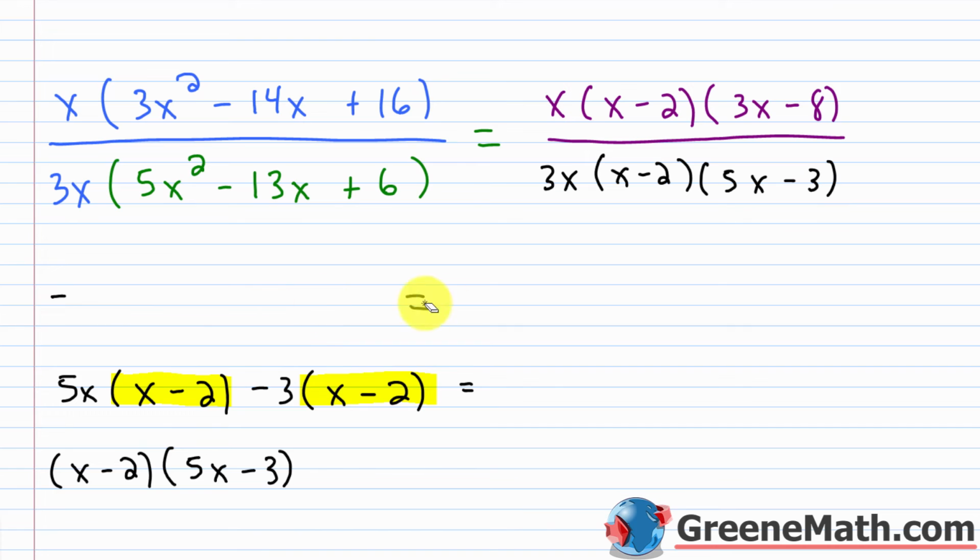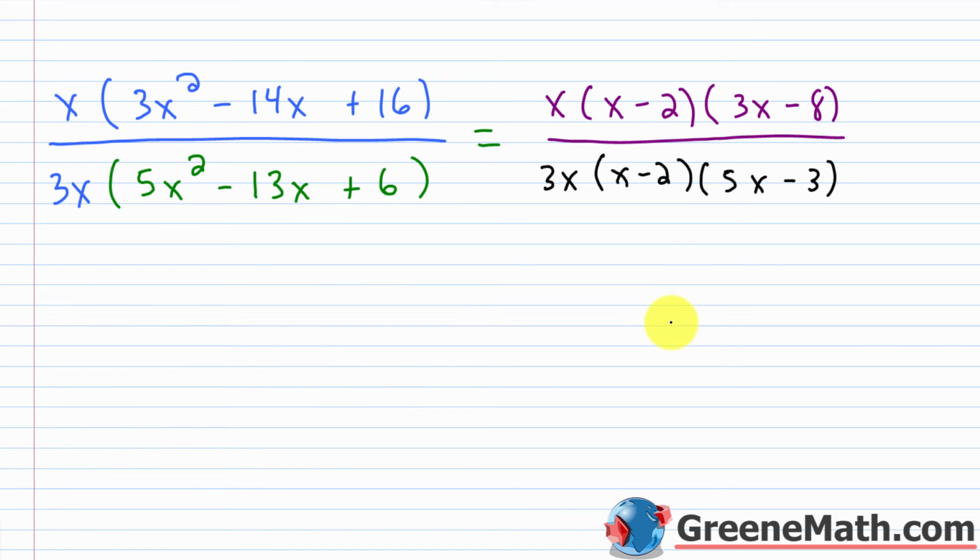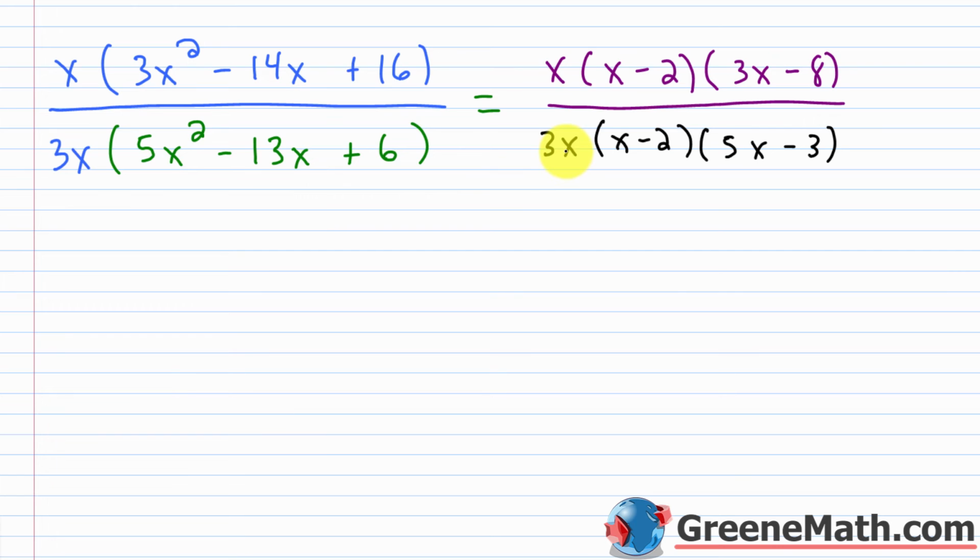All right, so let's erase all this. If I wanted to know the restricted values before I cancel anything, I would set 3x times the quantity x minus 2 times the quantity 5x minus 3 equal to 0, and I'd use my zero product property to get a solution. You can do that if you want, and you'd find your restricted values. Because once we start canceling things, you're going to lose information. So if you're asked to do a simplification and also to find the restricted values, here's where you would do that. You would find the restricted values, and then you would cancel afterwards.